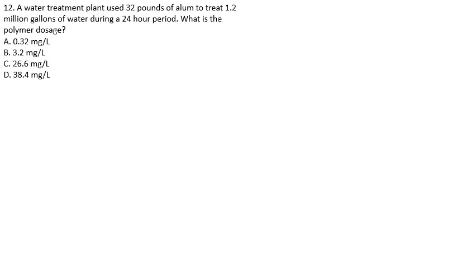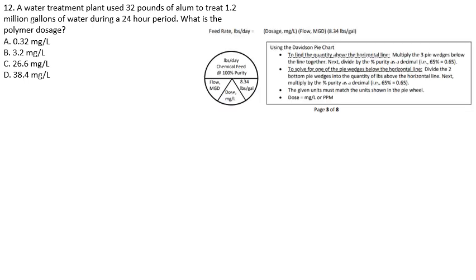Question 12. A water treatment plant uses 30 pounds of alum to treat 1.2 million gallons of water during a 24-hour period. What is the polymer dosage? All right, so this is a dosage problem. Dosage problems use the Davidson pie chart. There's a nice little explanation right here of how the Davidson pie chart works. Again, this is on the Florida formula sheet. Not going to go too much into it for this. Might do a video later about the Davidson pie chart.